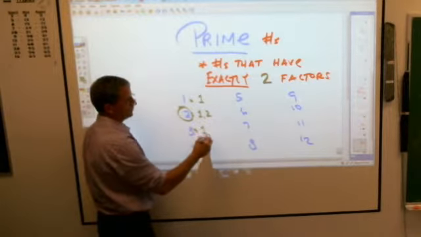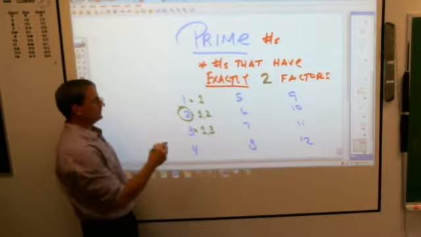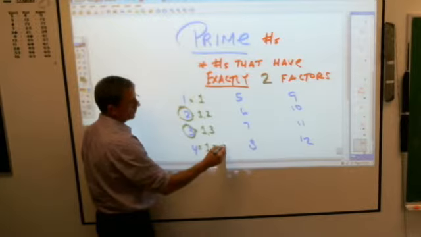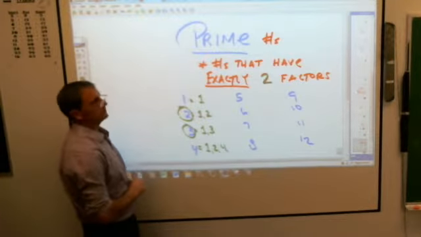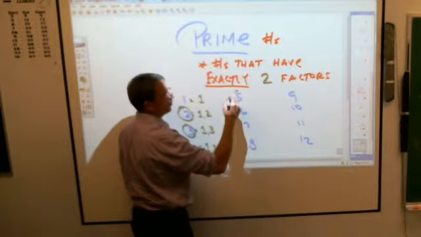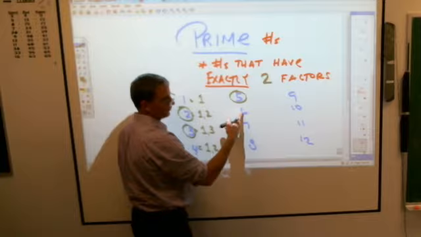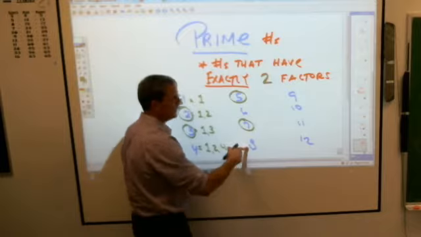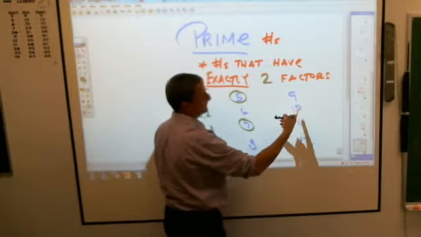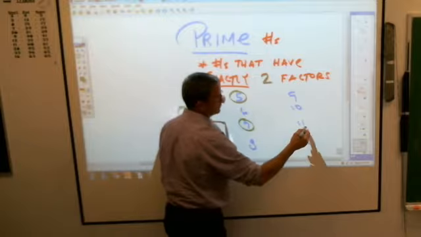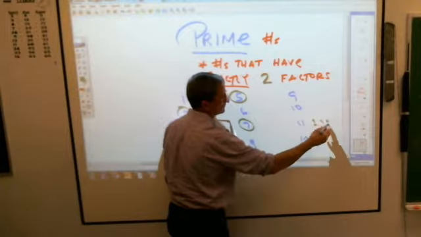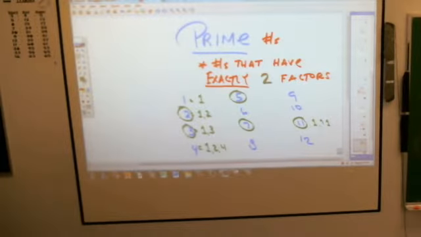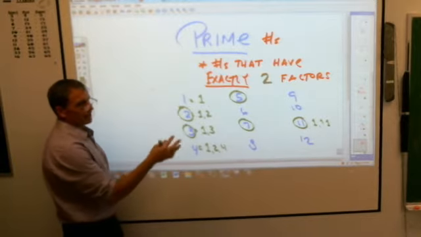What gives you 3? It was 1 and 3. Is that exactly 2 factors? Yes, 3 is a prime number. What gave us 4? 1, 2, and 4. Is that exactly 2? No. 5 was just 1 and 5. 6 had 1, 2, 3, and 6. 7 was just 1 and 7. 8 had 1, 2, 4, and 8. 9 had 1, 3, and 9. 10 had 1, 2, 5, and 10. 11 was just 1 and 11. So it is also prime. So right there you have the first 5 prime numbers.